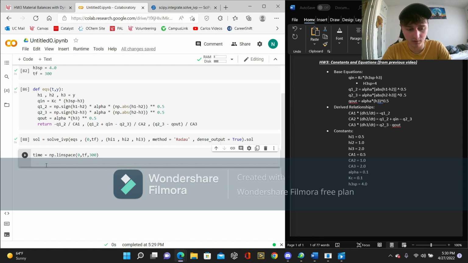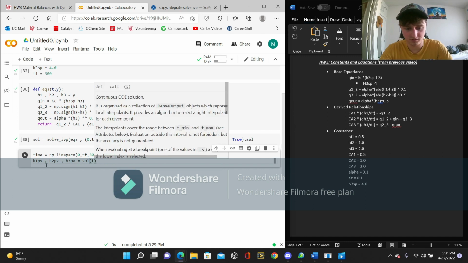What we're going to do is make values for each of the things. I'll just call it H1 PV, for plot values, H2 PV, H3 PV, which is going to equal a solution for each of those times.